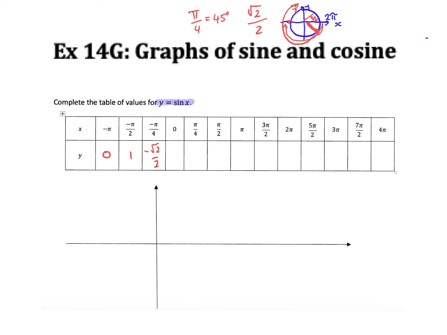What if we were at negative pi on 2? That's down here. That would be negative 1, wouldn't it? Do people agree with that? We wrote that one wrong? I think it should be negative 1, yes? Yeah, okay. All right, what about when we're at 0?